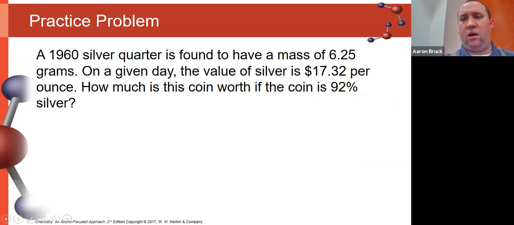All right, one more problem here. A 1960 silver quarter is found to have a mass of 6.25 grams. On a given day, the value of silver is $17.32 per ounce. How much is this coin worth if the coin is 92% silver?